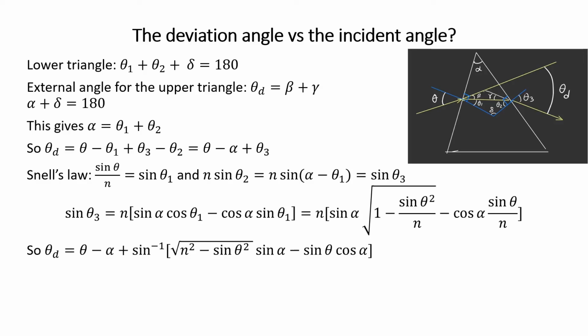Now I can simplify further and write theta d equals this one. Theta d is this one, theta minus theta 1, or theta minus alpha plus theta 3. So I can keep these first two terms, theta minus alpha plus theta 3. Sine of theta 3 is this. So theta 3 is sine inverse of this equation. So I can simplify it further, and I've written that like this.